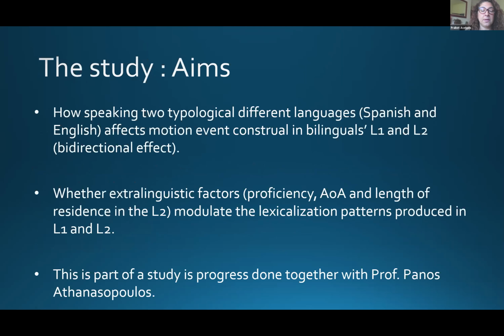Here we have some evidence that suggests that. So the aims of this study are to look at how speaking two typologically different languages, of course, Spanish and English, affect motion event construal in L1 and L2. So I'm looking for bi-directional effects, and whether extra-linguistic factors such as proficiency, age of acquisition, and length of residence in this L2 modulate the lexicalization patterns produced in these two languages. I also have to thank Spanos, because Spanos has been part of this study that we started a long time ago.